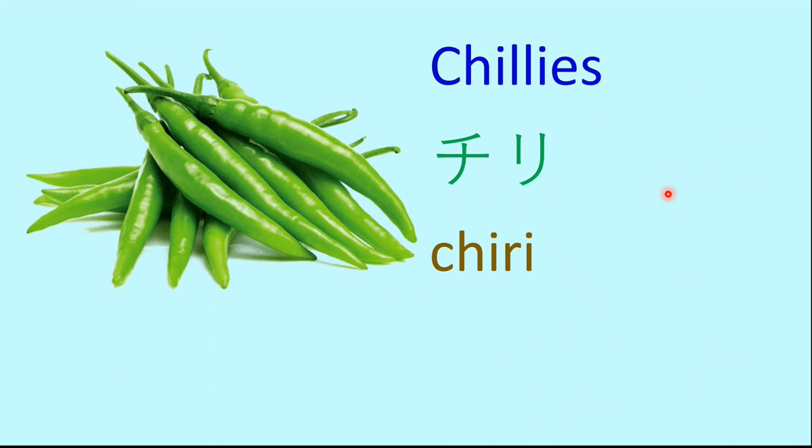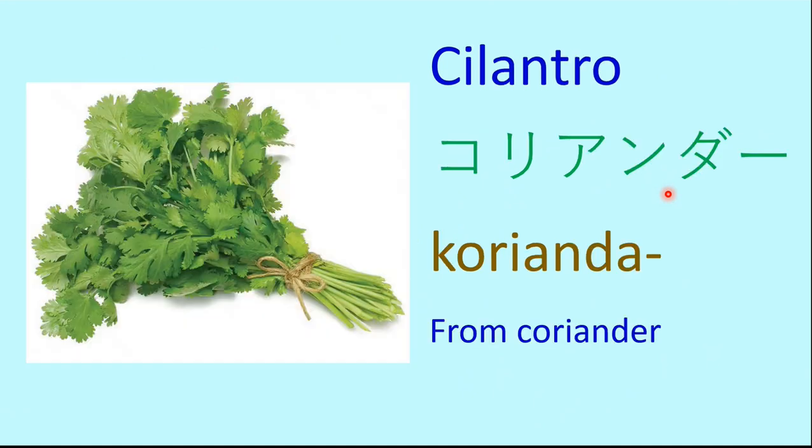Then we have the normal green chilies or just chilies, which is called chiri in Japanese. Chiri. It's not grown in Japan. It's basically imported from outside, and Japanese people don't even use it. So it is consumed in Japan by the foreigners who reside there, and they get it from outside. Cilantro is called coriander in Japanese, and that is from the English word coriander. Coriander or cilantro, it is called coriander in Japanese.